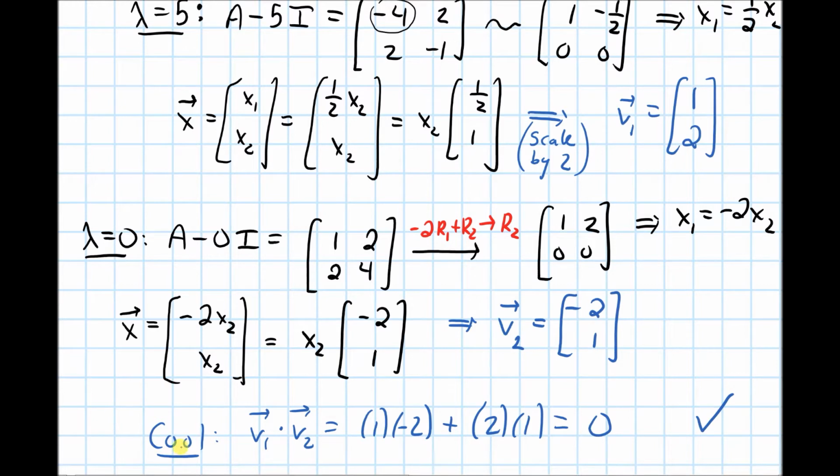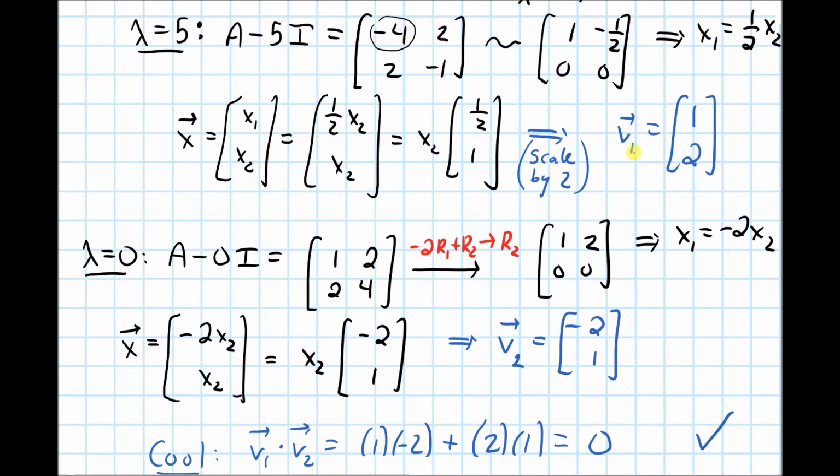We showed in the last video that whenever we have a symmetric matrix, like we did here, the eigenvectors that come from different eigenspaces are always going to be orthogonal. So that's true when my matrix is symmetric. Alright, so let's keep going now.